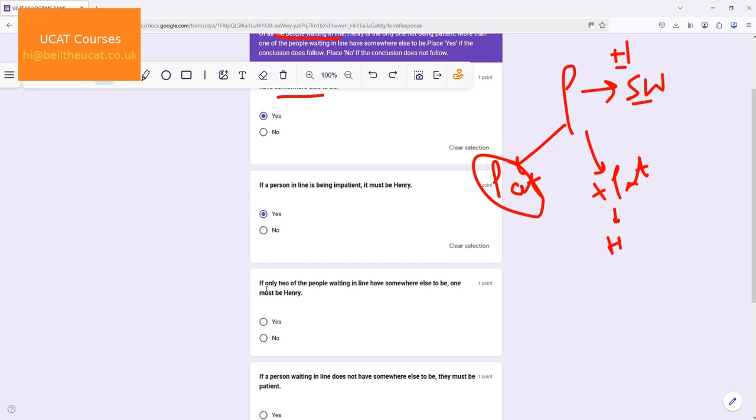If only 2 of the people waiting in line have somewhere else to be, only 2 people out of the 10, then one must be Henry. Nope, can't say that. Why not? All I know about Henry is he's being impatient. If only 2 people waiting in line have got somewhere to be, these 2 branches are not connected, number 1. Number 2, lack of information: all I know about Henry is he's just being impatient. I don't know whether he's got somewhere to be or not. On those grounds, big fat no.